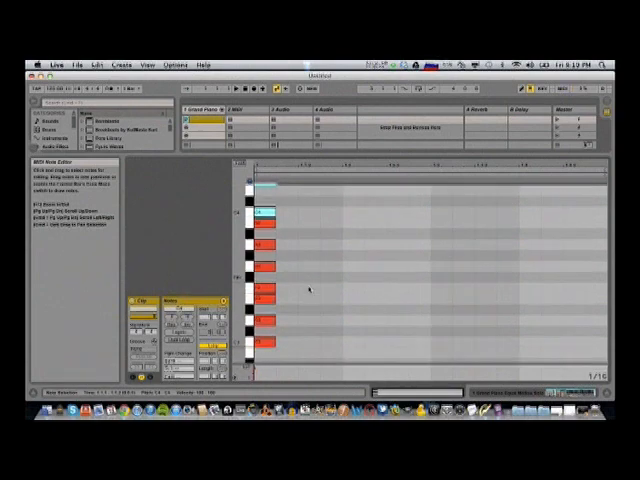There are our notes. Now, in order to figure out the diatonic chord progression, essentially what I'm going to do here is build a triad on every note of the scale.